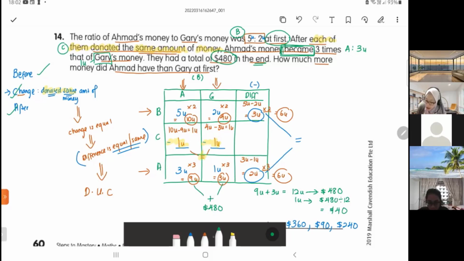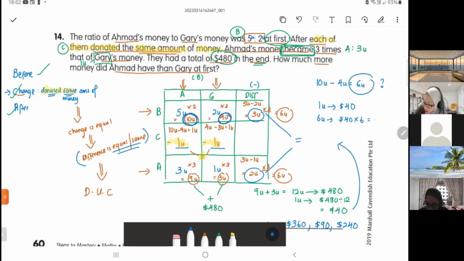Now, the question says, how much more money did Ahmad have than Gary at first? So if you look at first, and then you look at the comparison between them, 10 units and 4 units, right? 10 units minus 4 units equals to 6 units. This is what I want to find. So I bring this up. 1 unit is $40. 6 units will be 40 times 6 equals to 240.